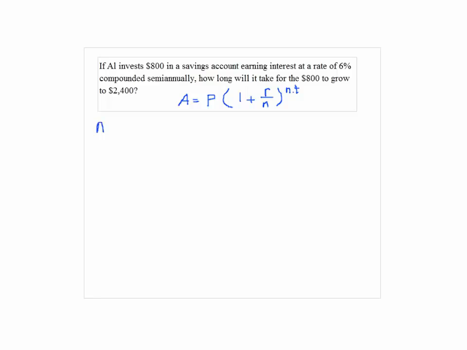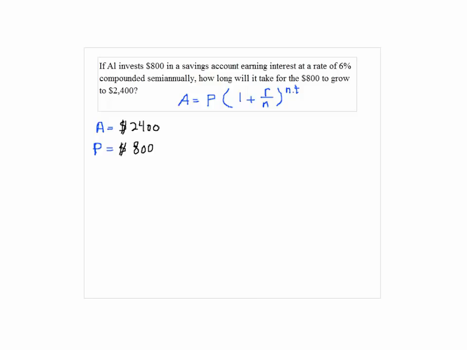So let's see. Jerry, you want to tell me what A is equal to in this case? Yes, the amount of money that it is supposed to grow to would be 2,400. All right, Sir Jenna, can you tell me what P is equal to? The principal. Oh, yeah, it's 800.